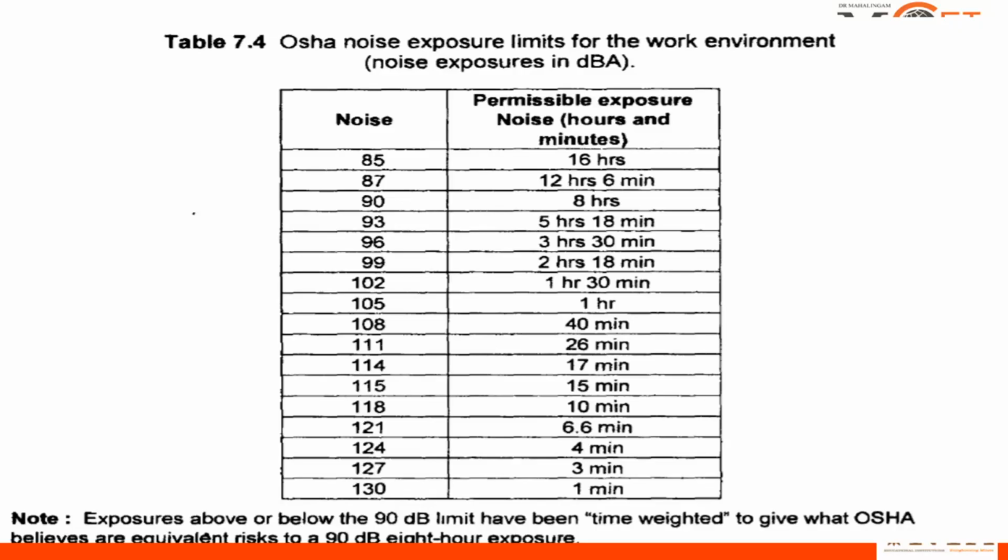90 decibels, 8 hours; 93 decibels, 5 hours 18 minutes; 96 decibels, 3 hours 30 minutes; 99 decibels, 2 hours 18 minutes; 102 decibels, 1.5 hours; 105 decibels, 1 hour; and the remaining all of them are less than 1 hour, right? If you see, 130 decibels is very high noise, you can expose yourself only to 1 minute to such noise. If you do that more than 1 minute, you will lose your ability to hear.